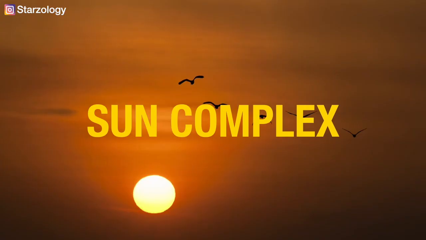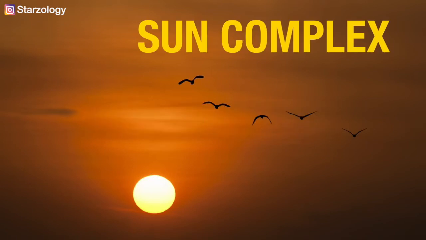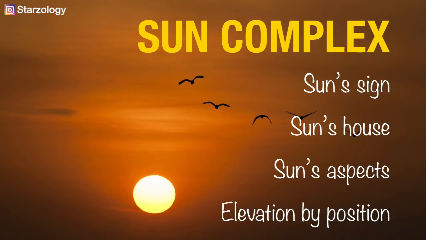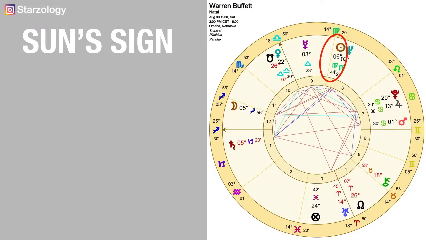Then we're going to move on to the Sun complex, and the Sun complex consists of the Sun's sign, the Sun's house, the Sun's aspect, and any elevation the Sun will have by position within the chart, such as I said before, if it's the almuton or the final dispositor or something like that. So first up we have the Sun's sign, and the Sun is in Virgo, so we're going to note that.